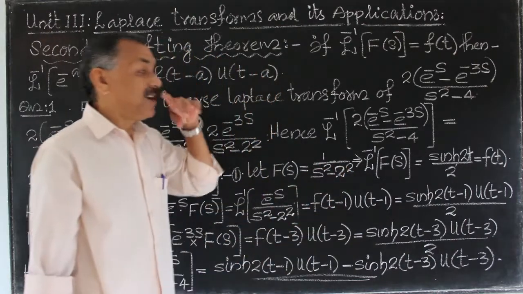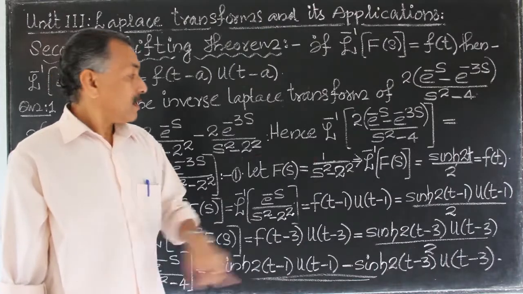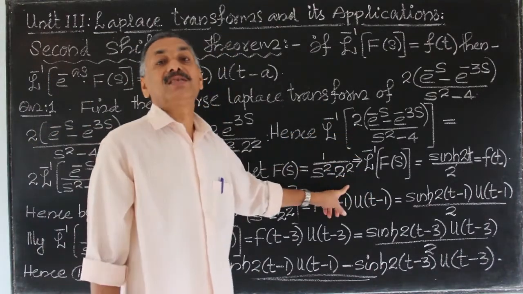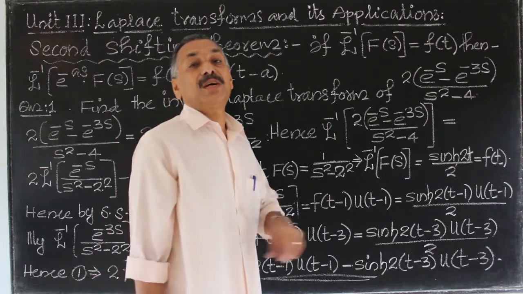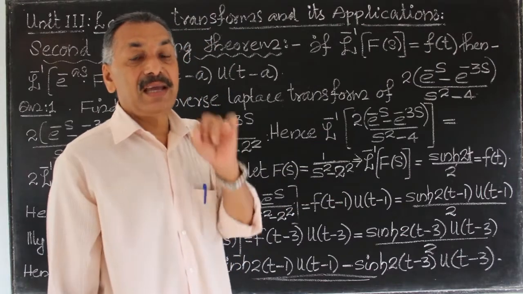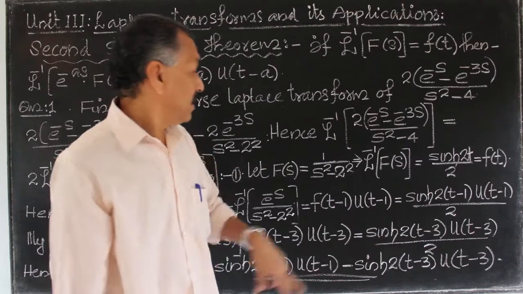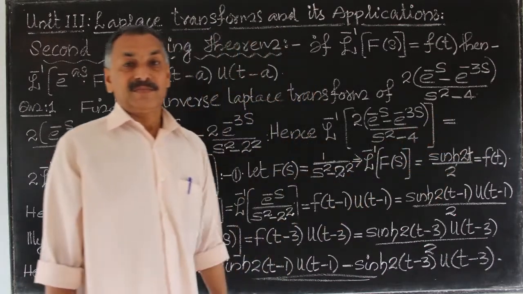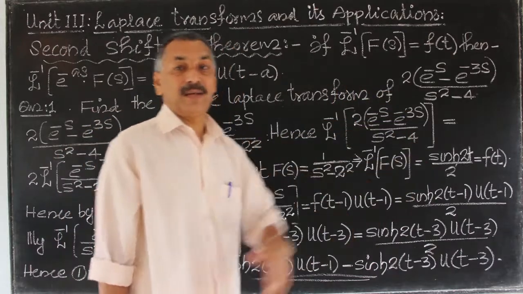Then what is L inverse of F(s)? L inverse of F(s) is equal to L inverse of 1 divided by s square minus a square, which is sinh(at) by a. Here it is sinh(2t) by 2. That is f(t).